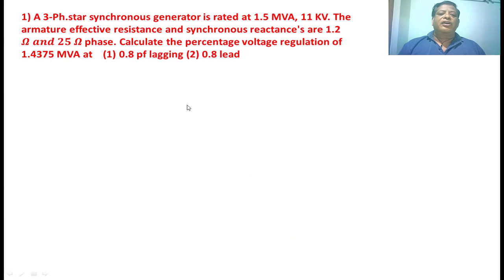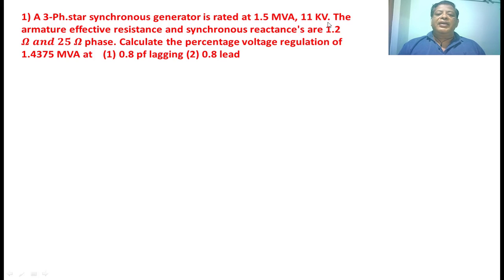A three-phase star-connected synchronous generator is rated at 1.5 megavolt amperes and 11 kilovolts. The armature effective resistance and synchronous reactance are 1.2 ohm and 25 ohm. Calculate the percentage voltage regulation at 1.4375 megavolt amperes at 0.8 power factor lagging and 0.8 power factor leading.